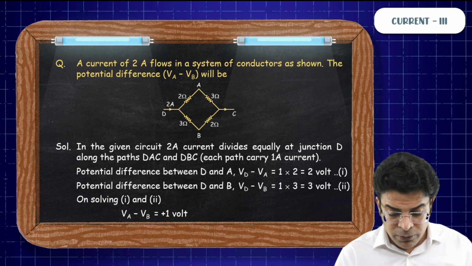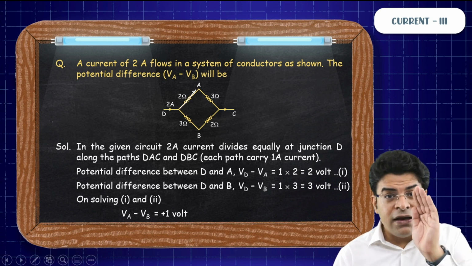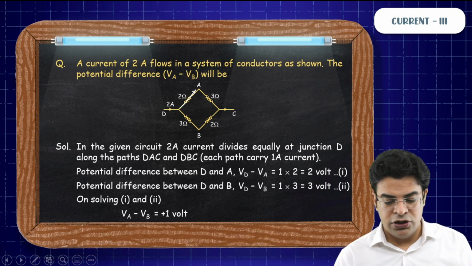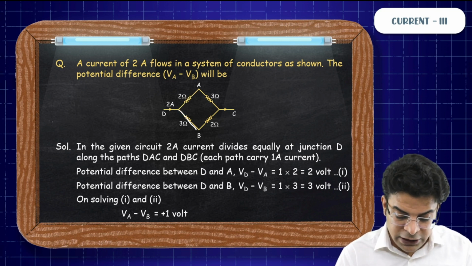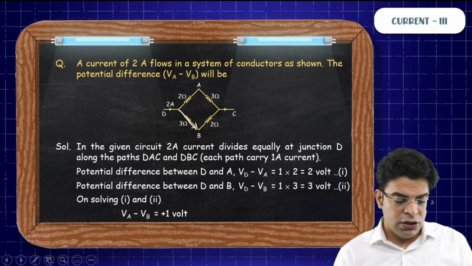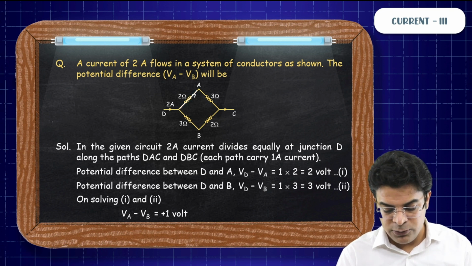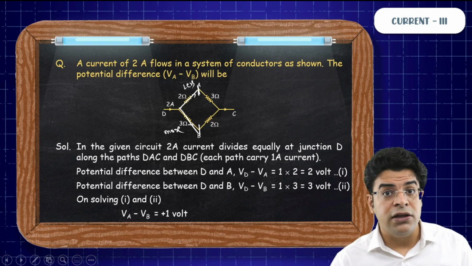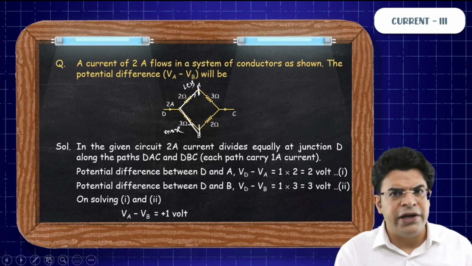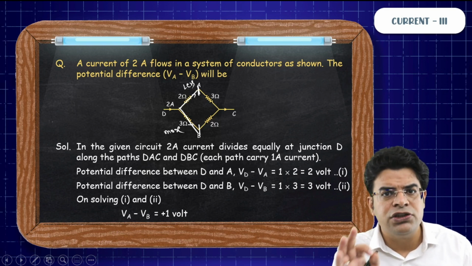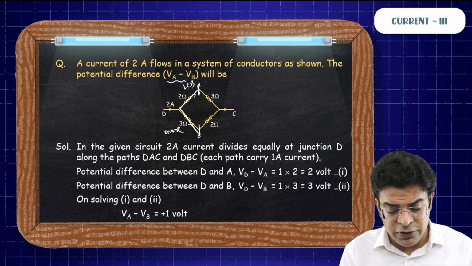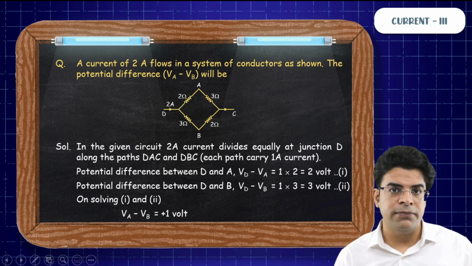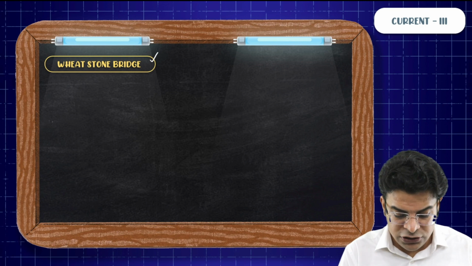So going from D to A, we find less potential drop. Going from D to B, we find more potential drop. So going from here to here, less potential drop. Going from here to here, more potential drop. So that's why the final potential of A has to be more than the potential of B. That's why I already knew before solving that VA has to be greater than VB. So VA minus VB has to be something positive. Think over it.